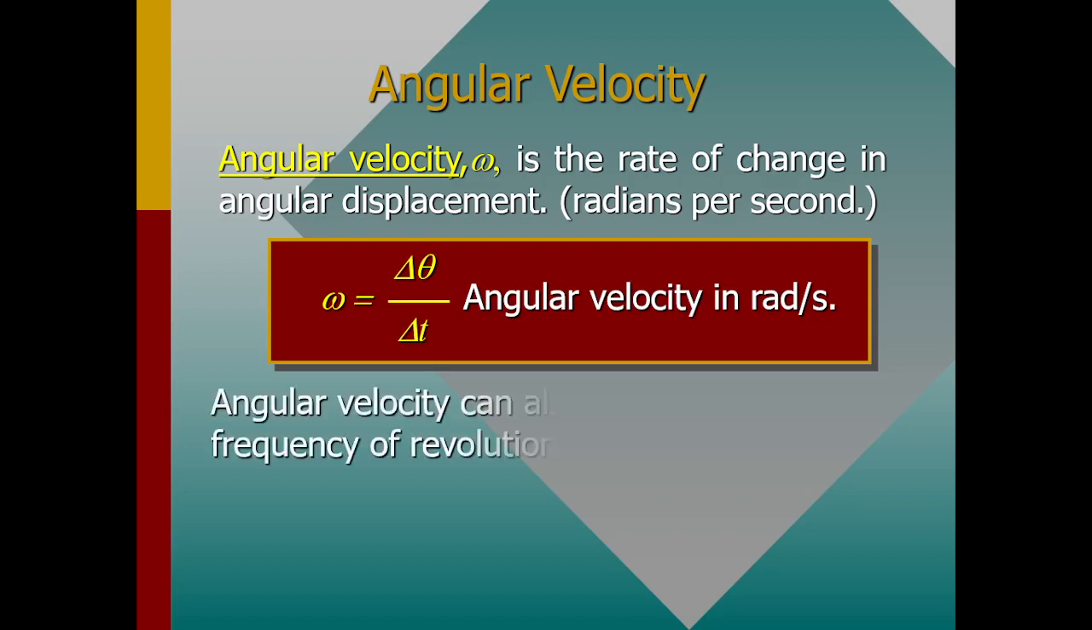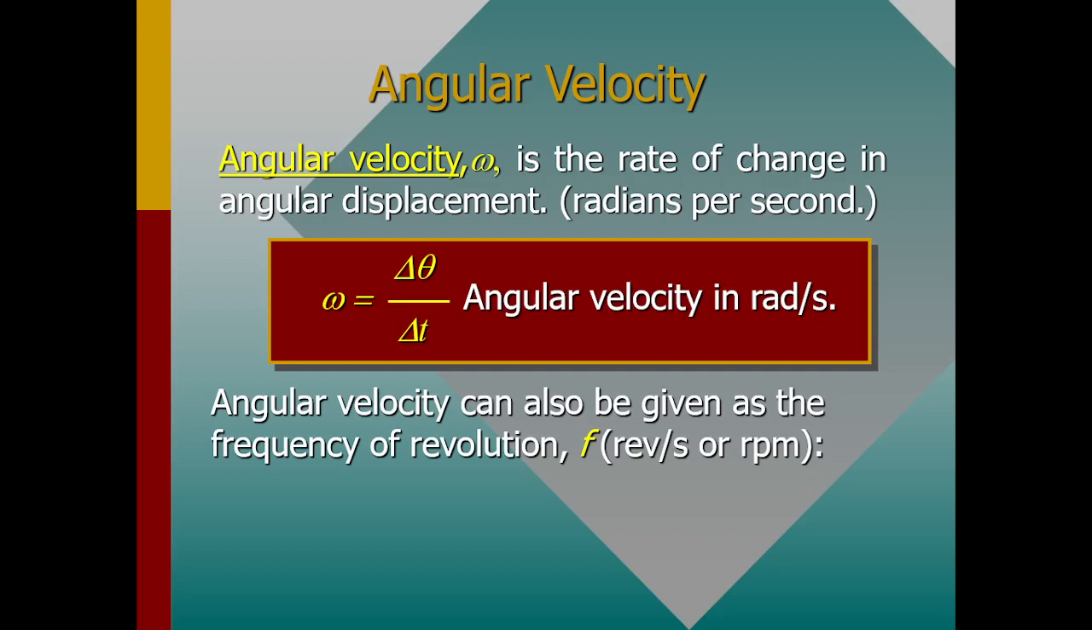Angular velocity can also be given as the frequency of revolution. Remember that a radian is related to displacement, and a radian is related to revolution. So since radian is related to revolution, angular velocity is also related to frequency, because frequency is a result of revolutions.